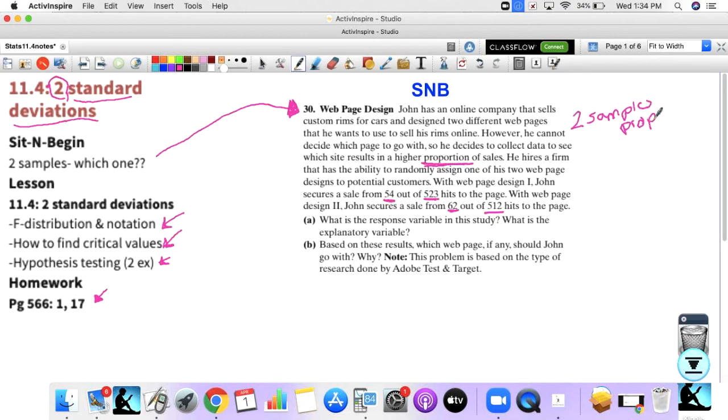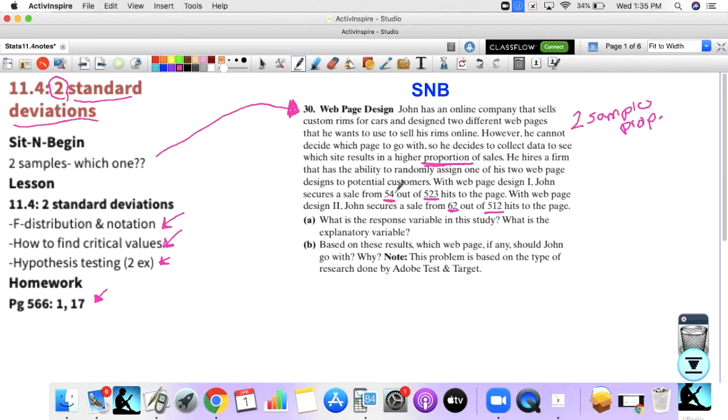Okay, so this is going to be stuff from section 11.1. So the first question is, what is the response variable in this study? What is the explanatory variable? So what are the variables that we're measuring? Well, the response is your outcome, okay? So your outcome is the amount of sales that we're looking at. So the amount of sales.